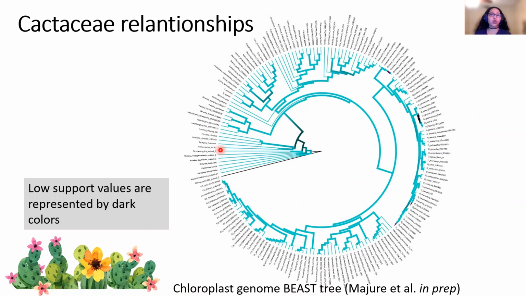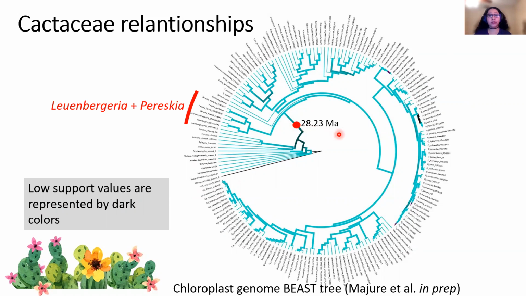In this case, I want to show you how the high support values all across the tree are shown in lighter color like blue, and the dark nodes represent low support values. As you can see, overall it is well supported with the exception of some places in the topology. This tree recovered Cactaceae origin around 28 million years ago.